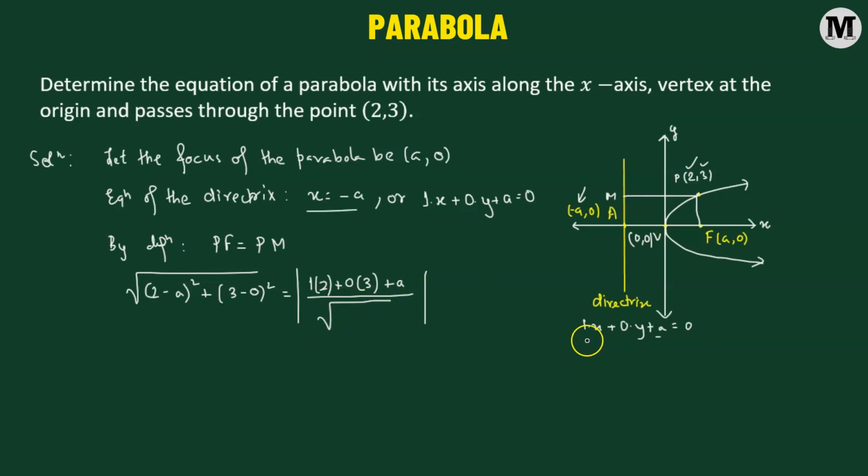This is divided by the square root of the sum of the squares of the coefficients of x and y, so we get the square root of 1 squared plus 0 squared. Now this is going to give us an equation in a, and when we solve for the value of a, a comes out to be 9 over 8. That I'm leaving as an exercise for you to try. So now that we have the value of a, we can consider the focus to be at (9/8, 0). We can now easily find the equation of the parabola, because all we need is the equation of the directrix and the coordinates of the focus.